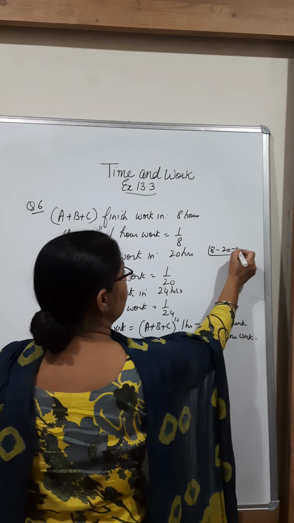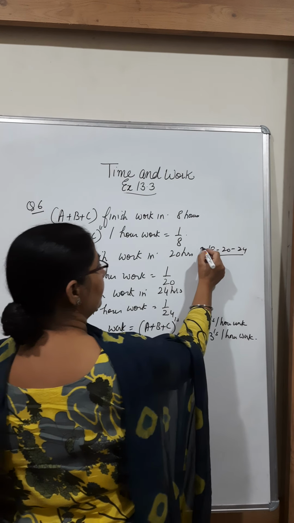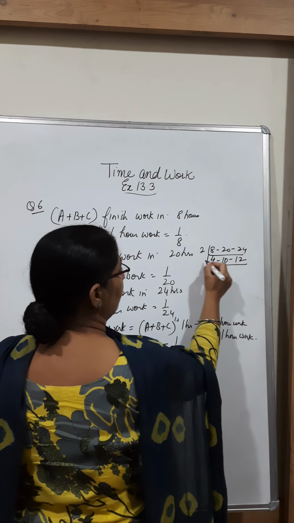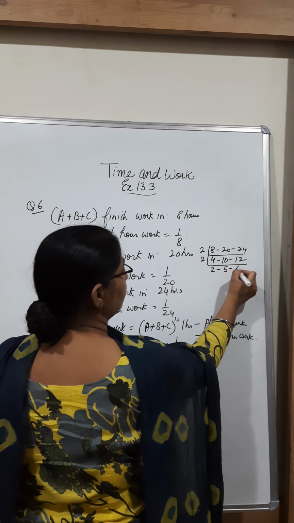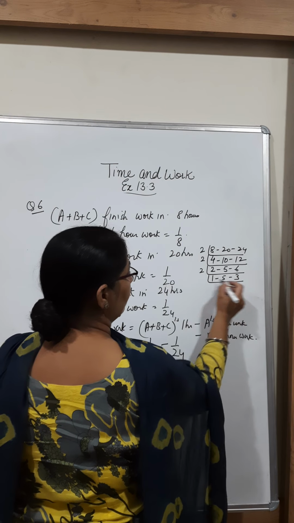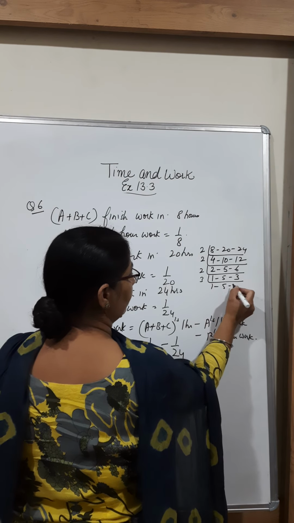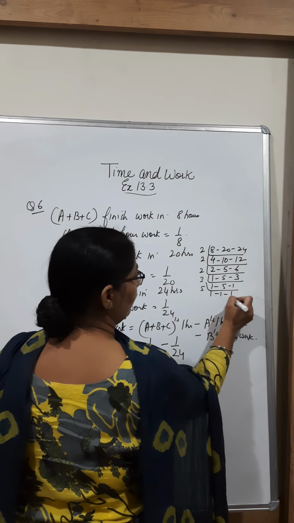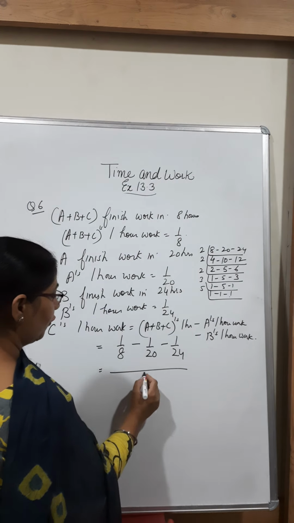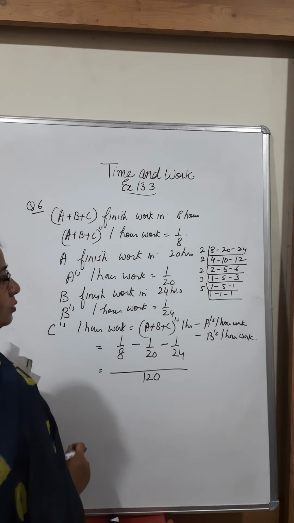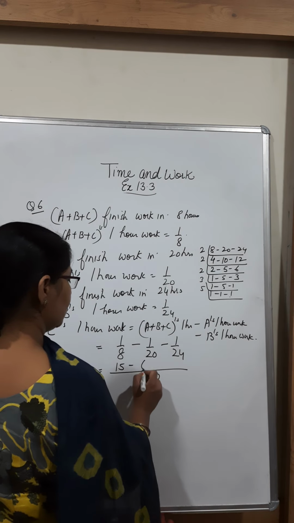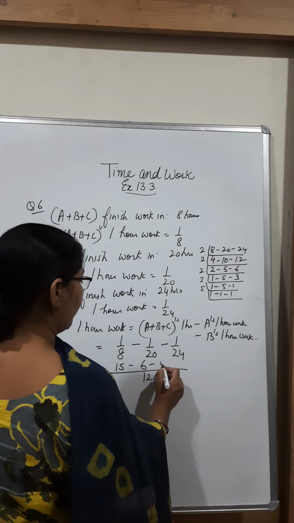8, 20 and 24. On the table of 2, 2 4s are 8, 2 10s are 20, 2 12s are 24. Again 2 2s are 4, 2 5s are 10, 2 6s are 12. 2 1s are 2, 5, 3. 3 1, 5 1. 5 1 1 1. So what do you get? 2 2s are 4, 2 4s are 8, 8 3s are 24, 24 5s are 120. So on the table of 8, 8 15s are 120, 20 6s are 120, 24 5s are 120.